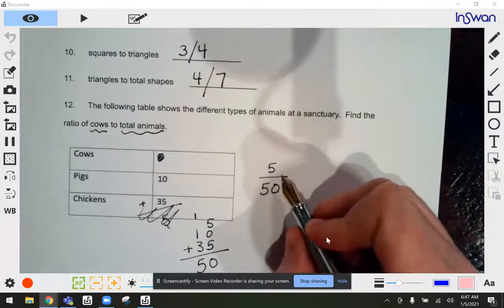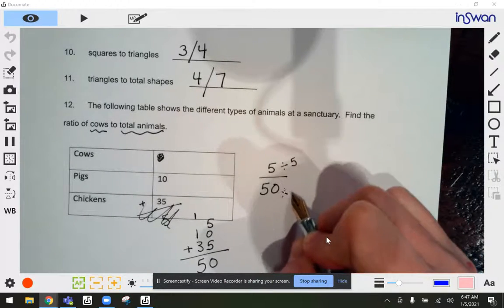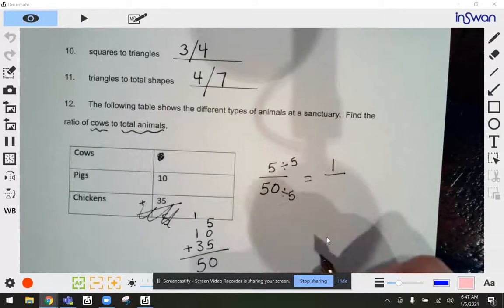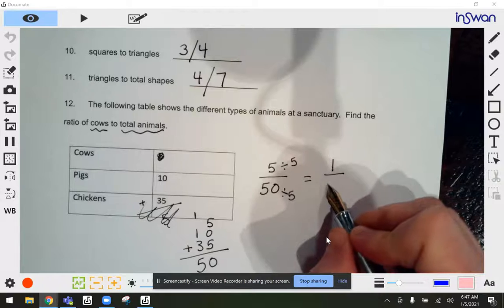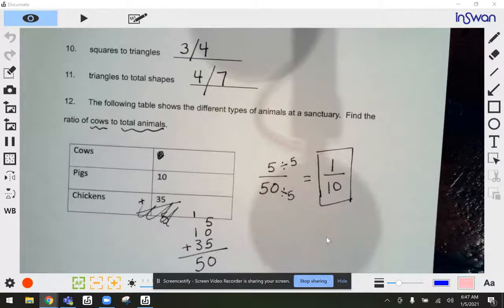And then we want to see if we can reduce. Let's see if we can divide both of these by 5. 5 divided by 5 is 1. 50 divided by 5 is 10. So our total would be 1/10.